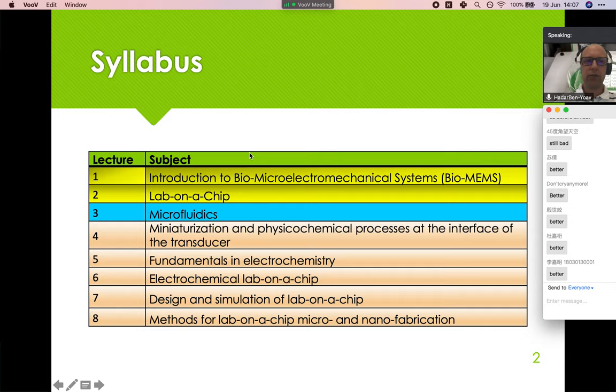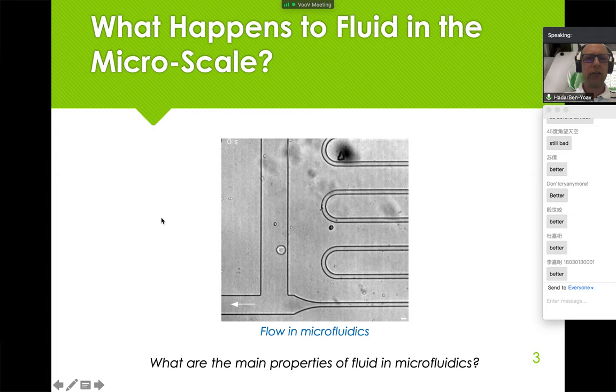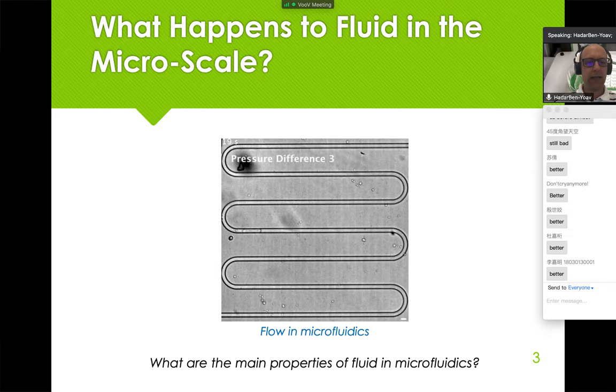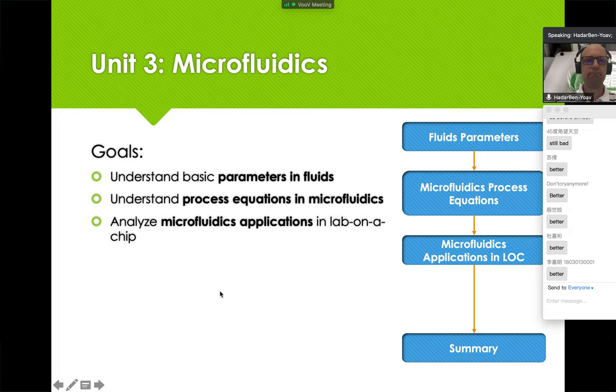Okay. So today we're going to study what happens to fluid at the microscale, because it's a bit different from fluid at the macro scale. What are the main properties of fluid in a microscale, or as we call it, microfluidics? We're going to understand the basic parameters in fluids. We're going to understand different process equations that define flow in microfluidics. Then we're going to analyze some examples of microfluidic applications in lab on a chip devices.